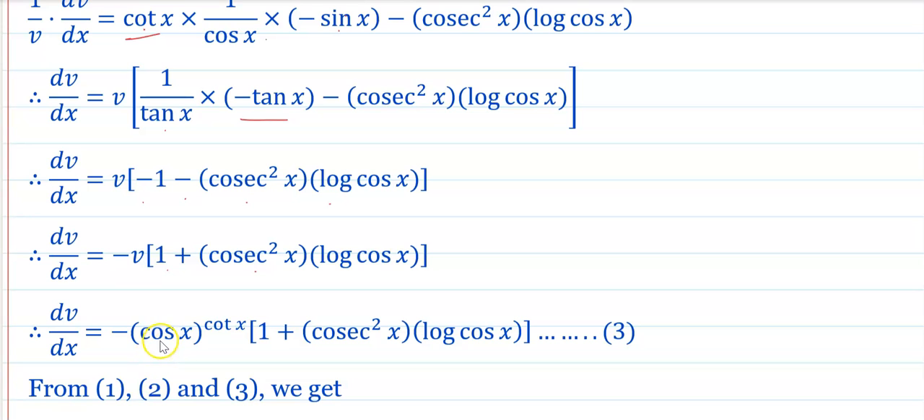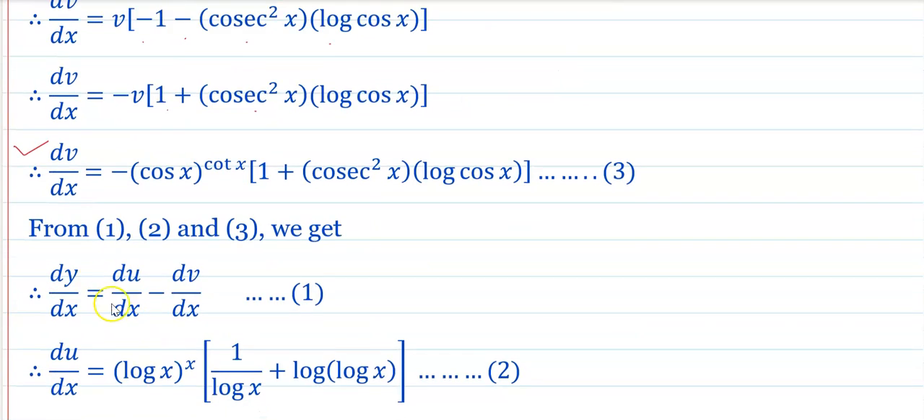What is the v? Cos of x bracket is to cot x, and hence we have the final value, that dv by dx is equals to minus cos of x bracket is to cot x in bracket 1 plus cos x square x into log of cos x. This is the third one.